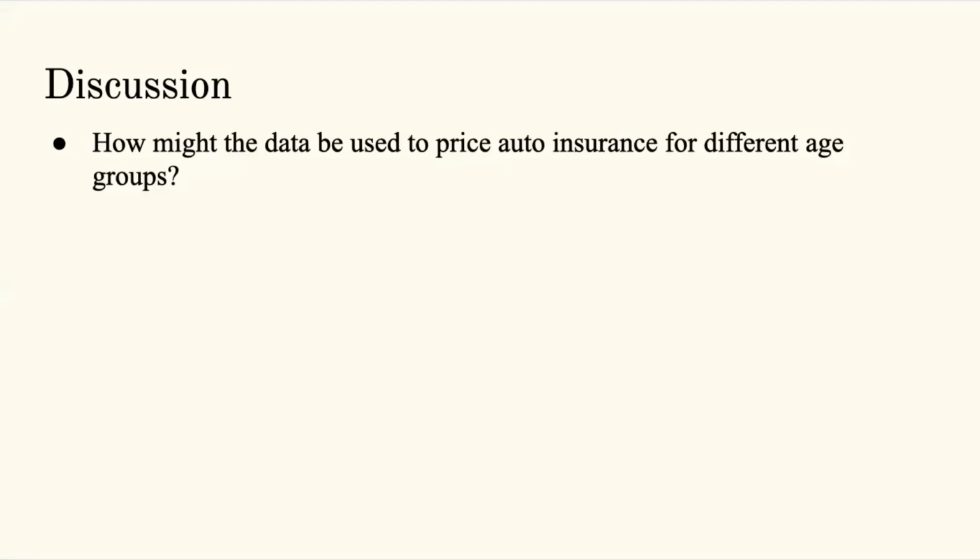For part G, we discussed how the data might be used to price auto insurance at different age groups. Based on the data provided, we are able to see the frequency of DUIs for each age range. 44% of the DUIs were given to drivers between the ages of 23 and 36. After the age of 36, the frequency begins to decrease.